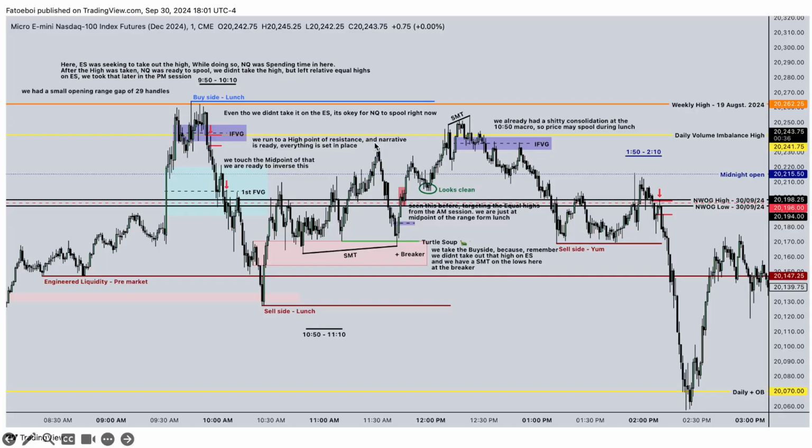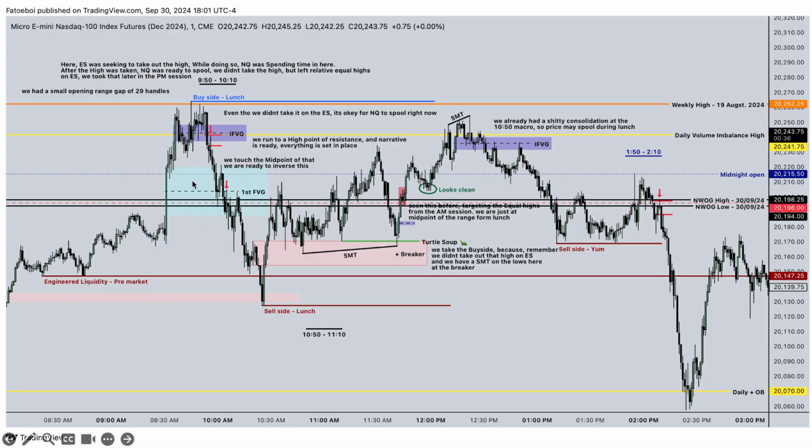We had a small opening range gap of 29 handles. And here is what I just mentioned. We don't take out the high on the ES, which is the reason for us to consolidate around this level. We can see that we are in between the weekly high and the daily volume imbalance high. We consolidate around that. Once we see that we are leaving this and we draw back into that, that's definitely a point where we want to short.